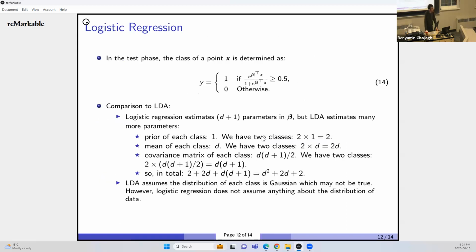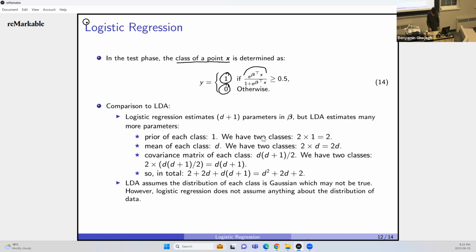Now in the test phase, what do we do? This was training. In the test phase, the class of a point X is estimated as this. So we feed X to the formula of the logistic function that we had. It is a number between 0 and 1. If it is greater than half, it's class 1. Otherwise, it's class 0.